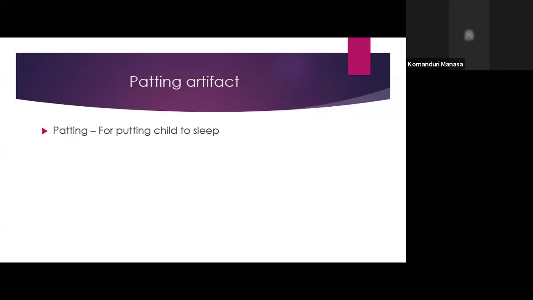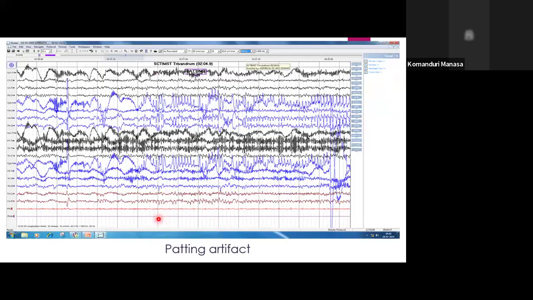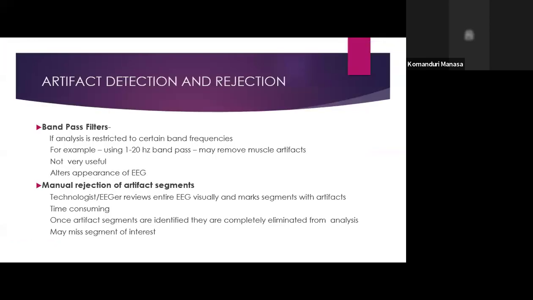Patting of a child will produce a patting artifact, which is seen here. It is an out of phase activity, which is seen in the electrodes here. So this is a patting artifact which is produced.